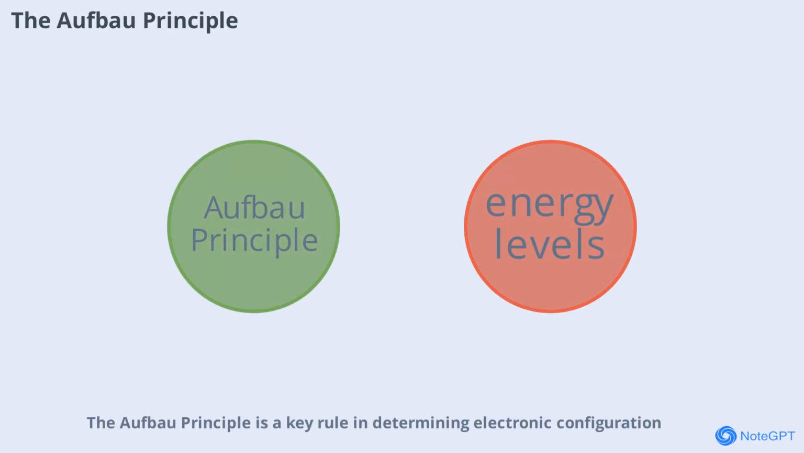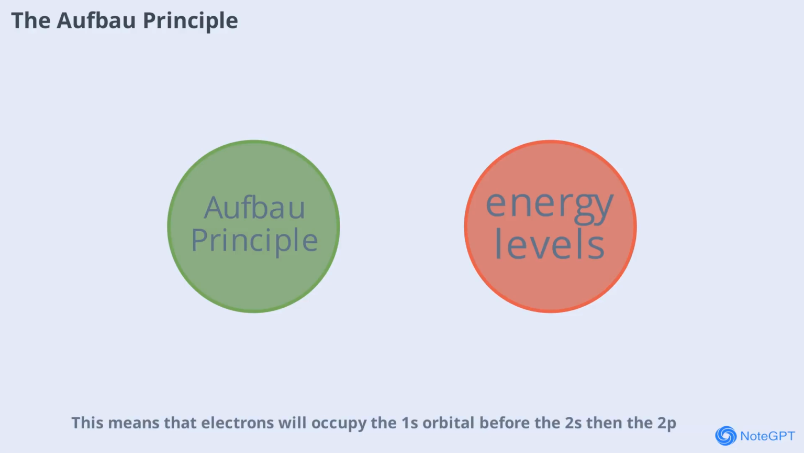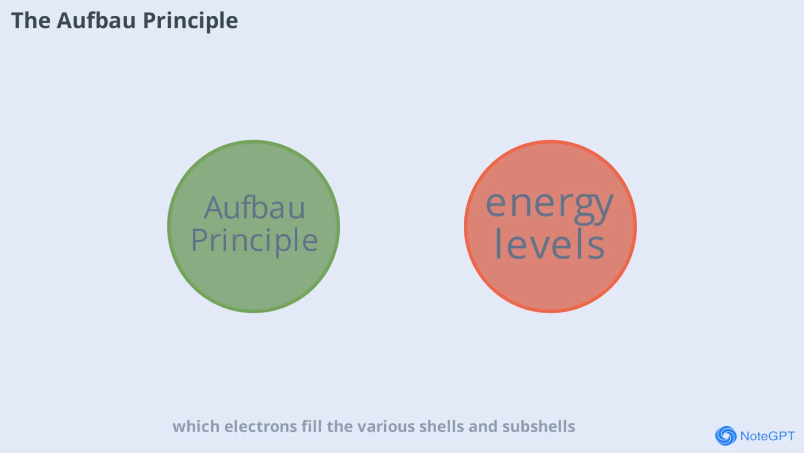The Aufbau principle is a key rule in determining electronic configuration. It states that electrons fill the lowest available energy levels first before moving to higher ones. This means that electrons will occupy the 1s orbital before the 2s, then the 2p, and so on. This principle helps us predict the order in which electrons fill the various shells and subshells, ensuring the atom remains as stable as possible.